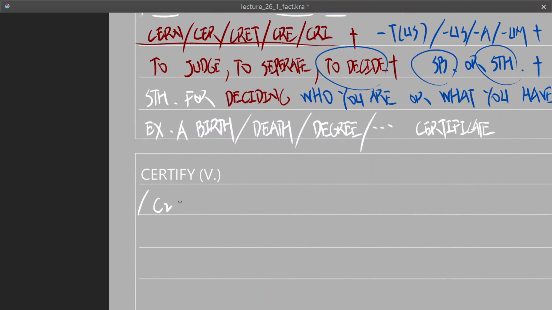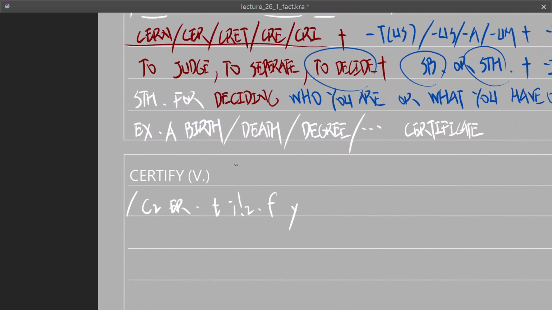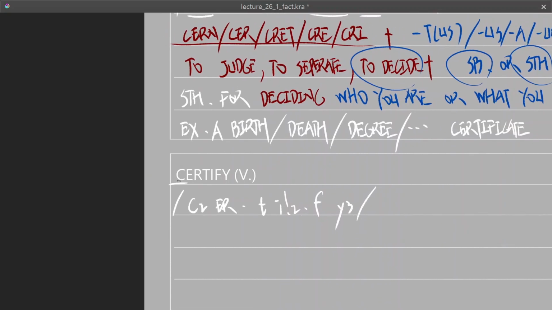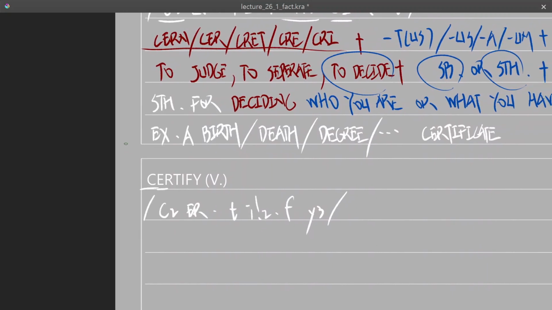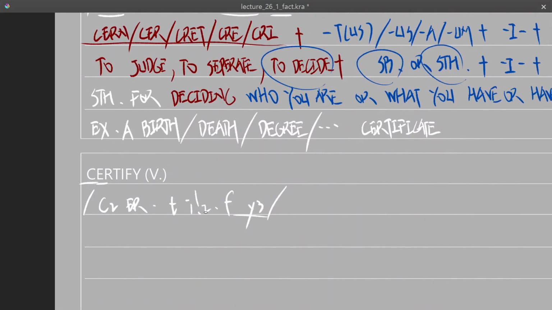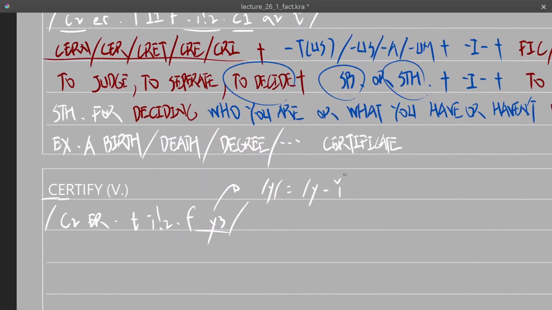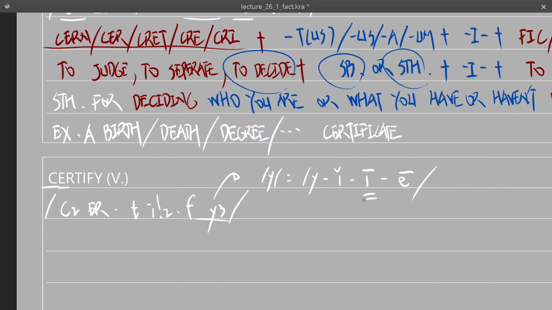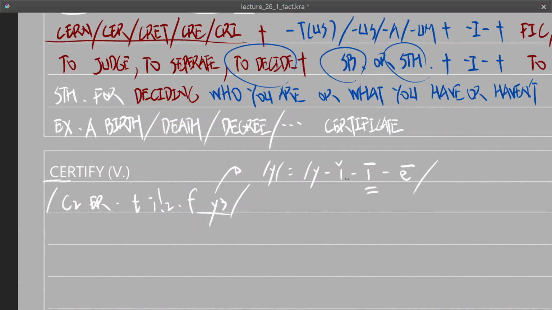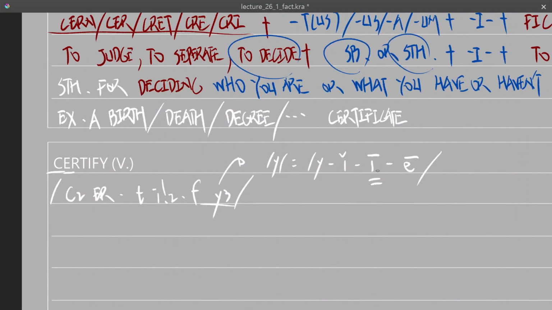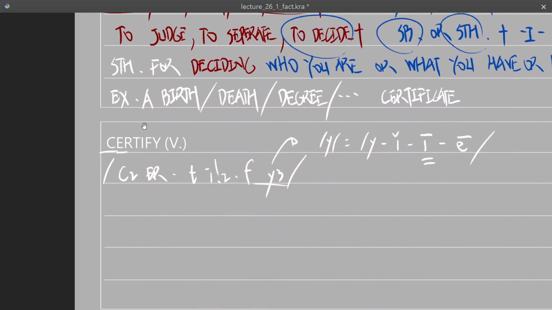Certify. The third sound here, the I sound. Yes, certify. And again, C says S because it's followed by E, I or Y. And we have the phonogram that says Y, E, I, E. The third sound of Y, E, I, E. We have certify.